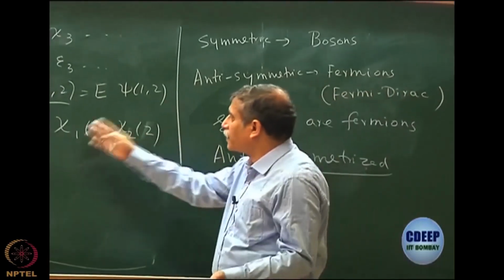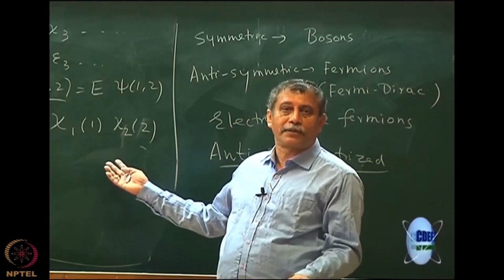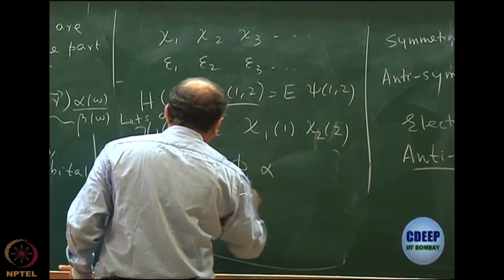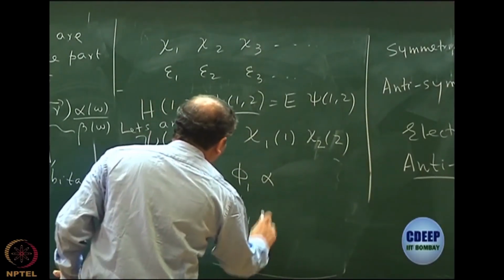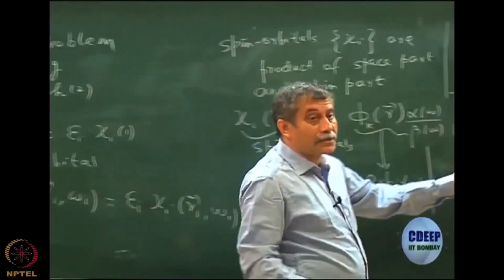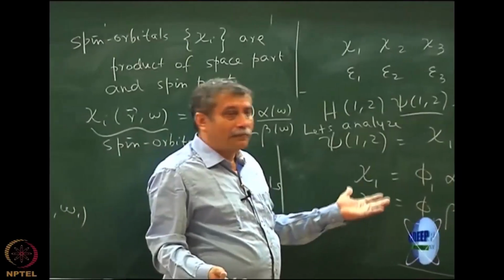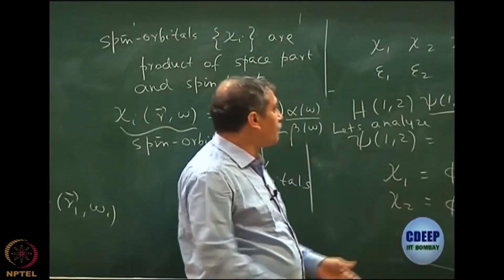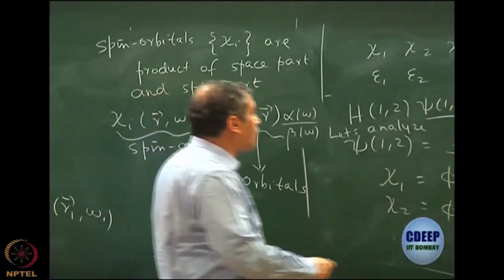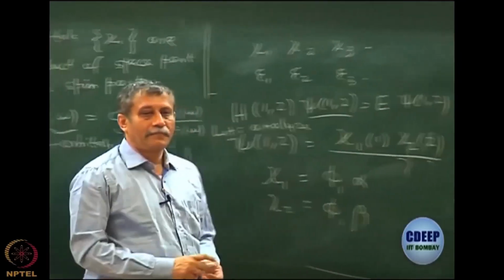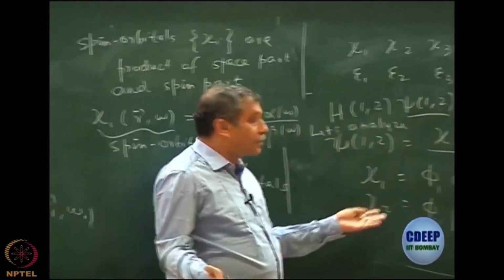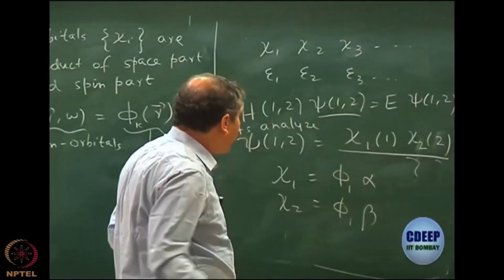But now what about putting one electron in one spin orbital and another in another spin orbital? For example, chi1 can be space part phi 1 into alpha, chi2 can be the same space part phi 1 times beta, or a different space part with a different spin part, it does not matter. Now this is clearly possible, and we know that, for example, in the helium atom, one is alpha, one is beta. So I can obviously put 2 electrons, one in chi1, one in chi2. But is it antisymmetric? The answer again is no. So even though it is possible, clearly it is not antisymmetric.